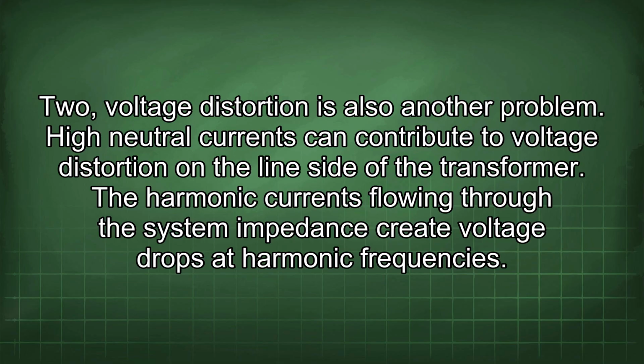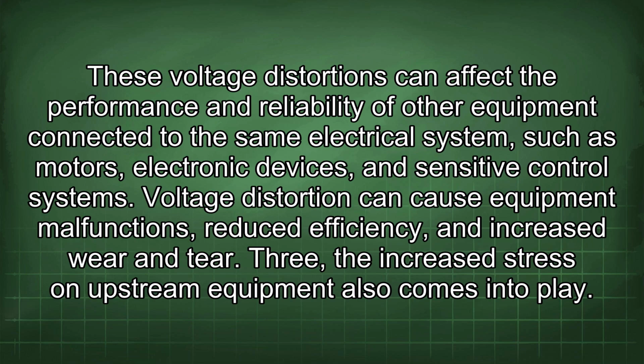2. Voltage distortion is also another problem. High neutral currents can contribute to voltage distortion on the line side of the transformer. The harmonic currents flowing through the system impedance create voltage drops at harmonic frequencies. These voltage distortions can affect the performance and reliability of other equipment connected to the same electrical system, such as motors, electronic devices, and sensitive control systems. Voltage distortion can cause equipment malfunctions, reduced efficiency, and increased wear and tear.